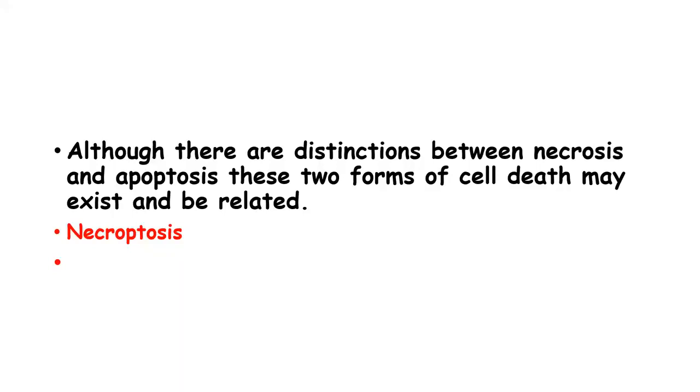Although there are distinctions between necrosis and apoptosis, these two forms of cell death may exist together and may be related, and there is some form of combined cell death called necroptosis. It starts as if the cell has some energy and it is pushed into cell death. It starts the cell death by apoptosis, trying to avoid a lot of damage and inflammatory reaction. But if the cell is deprived totally of energy, the process of apoptosis will pass into necrosis.